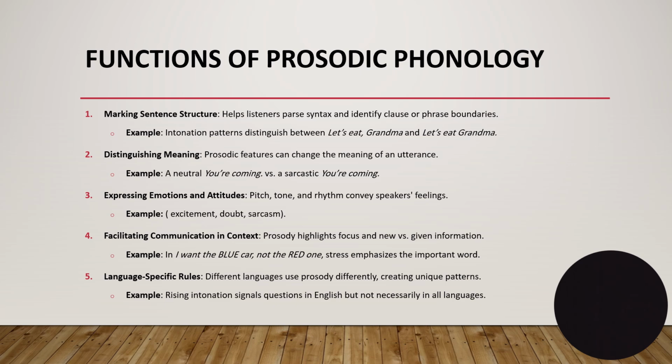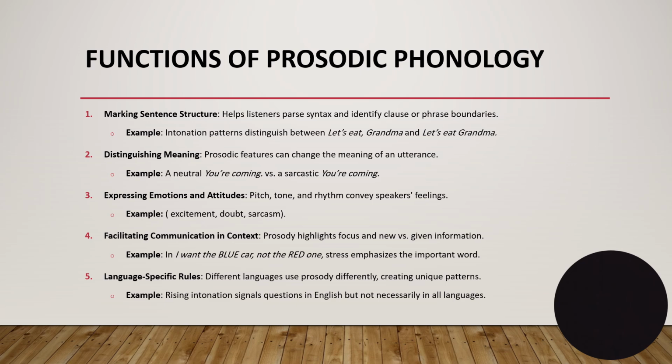Functions of prosodic phonology. First, marking sentence structure. It helps listeners parse syntax and identify clause or phrase boundaries. Example: intonation patterns distinguish between let's eat, grandma and let's eat grandma. Second, distinguishing meaning. Prosodic features can change the meaning of an utterance. Example: in neutral, you are coming, versus a sarcastic, you are coming.